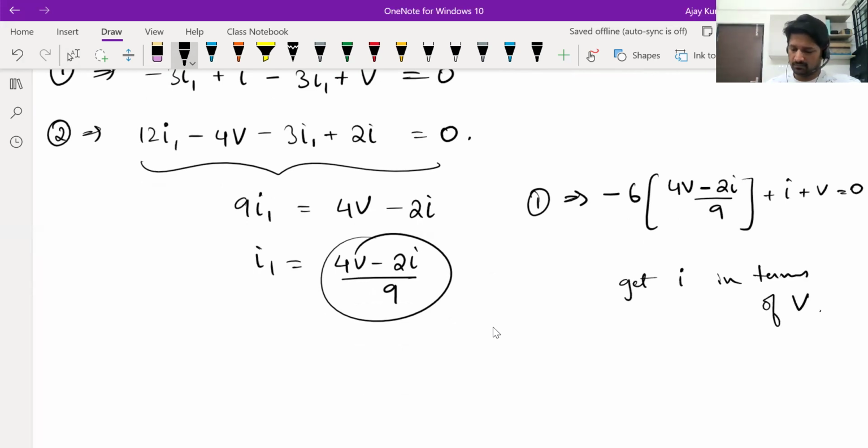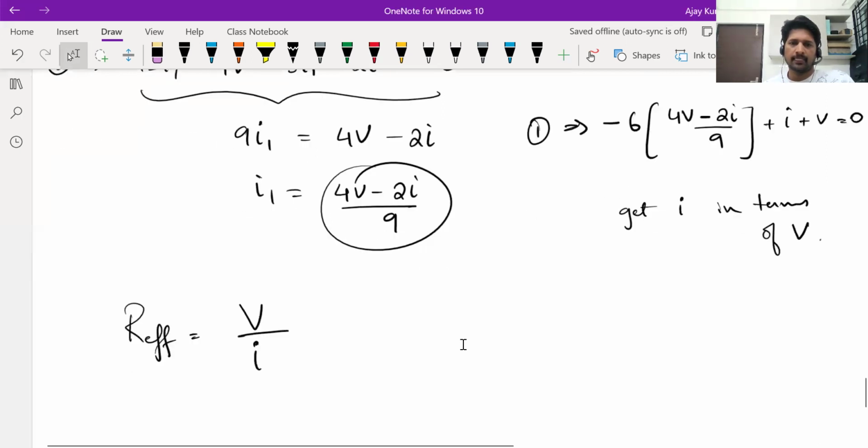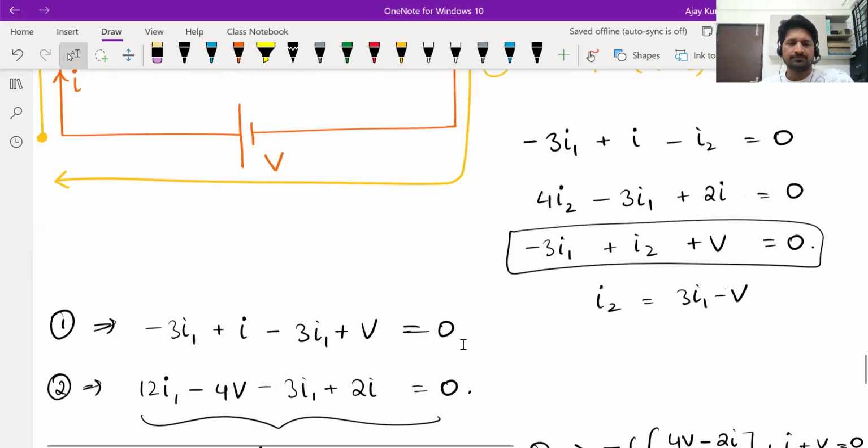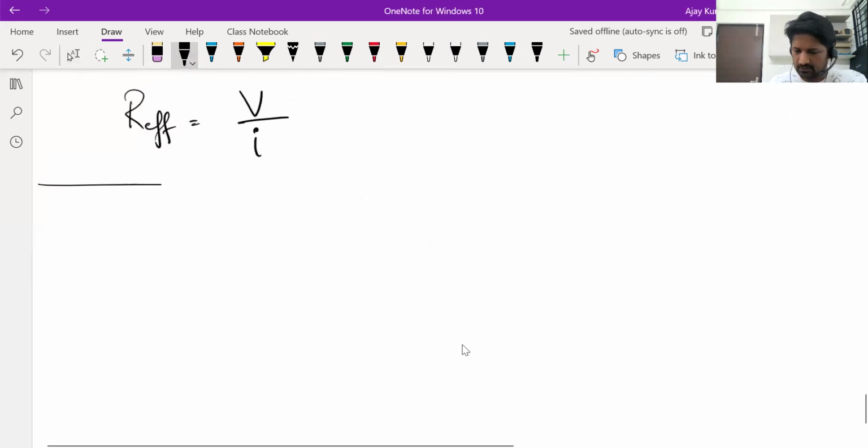And once you get I in terms of V, you write effective resistance is V divided by I. And the V term will get cancelled. You will be left with a number, that is the effective resistance. Okay. You can finish it after this. Do it later and send me your answers.